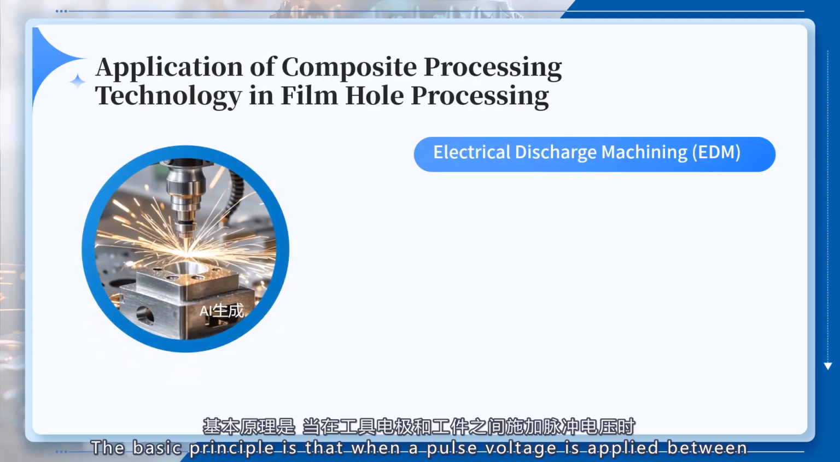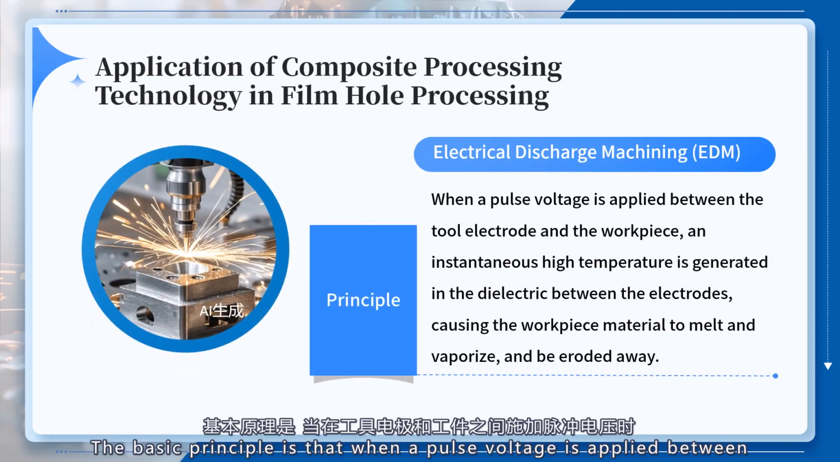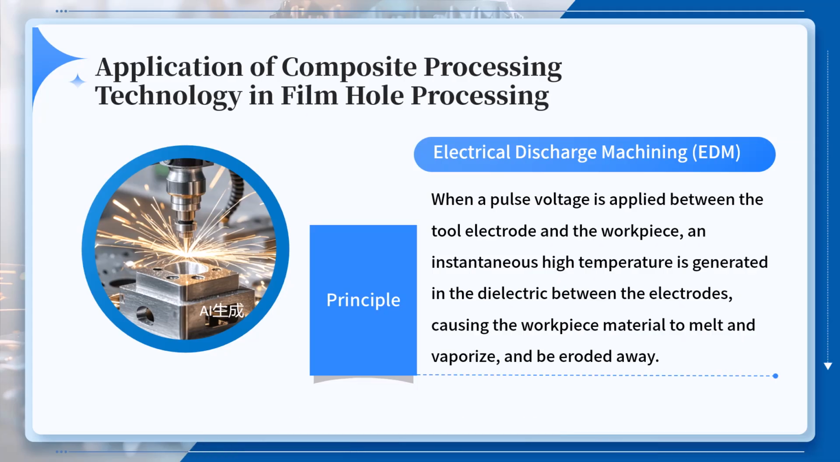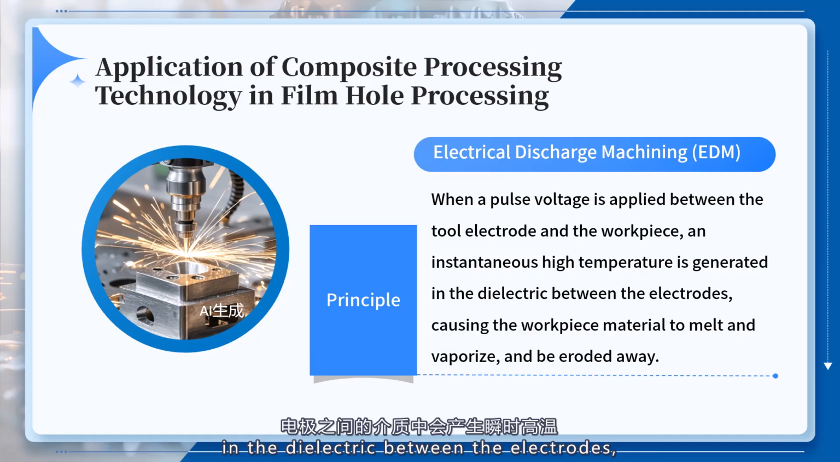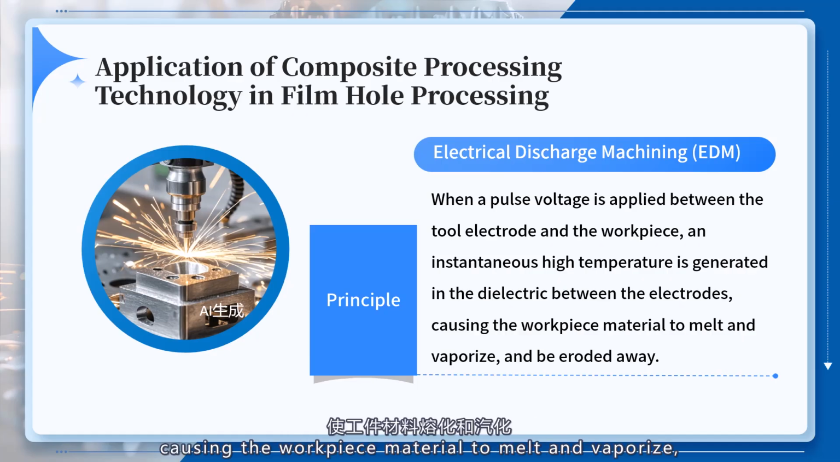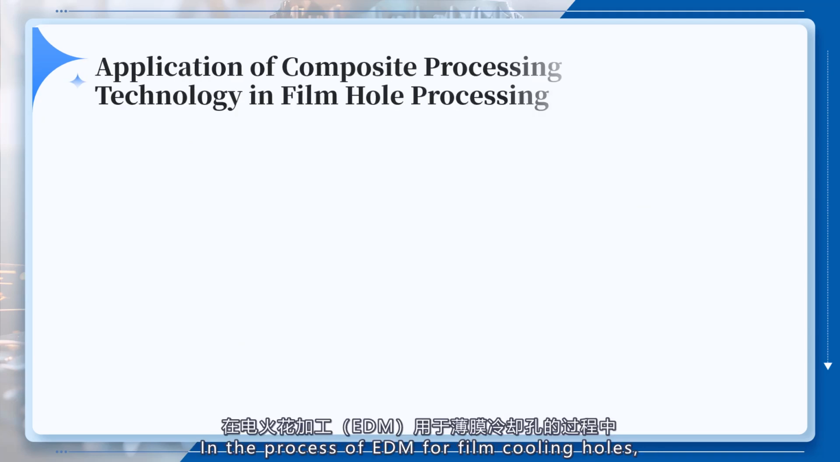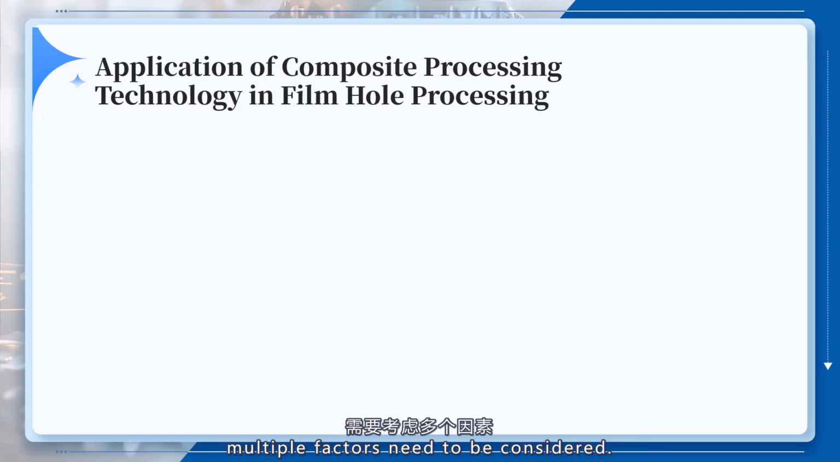The basic principle is that when a pulse voltage is applied between the electrode and the workpiece, an instantaneous high temperature is generated in the dielectric between the electrodes, causing the workpiece material to melt and vaporize, thereby being eroded away. After each pulse discharge, the dielectric between the electrode and the workpiece returns to an insulating state, preparing for the next discharge. In the process of EDM for film cooling holes, multiple factors need to be considered.